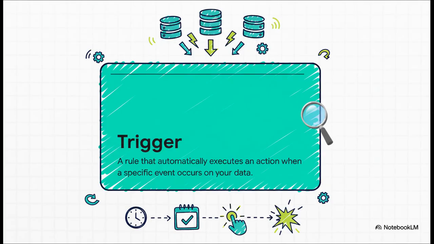All right, here's the official definition, but let's make it simple. A trigger is just a rule that automatically kicks off an action when a specific event happens in the database. The two magic words there are automatically and event. You set the rule up just one time, and the database handles the rest. It's tirelessly monitoring for that event to happen.